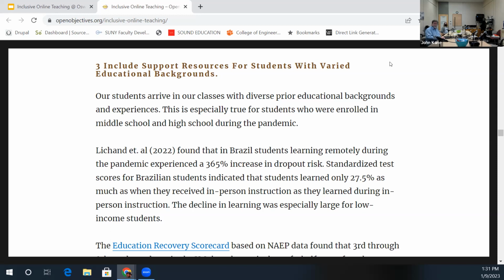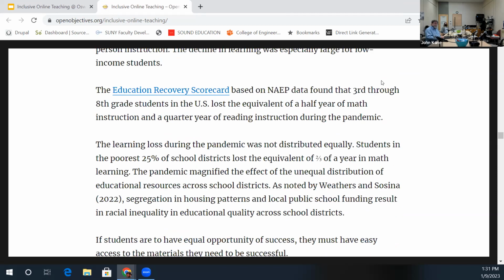There's a typo there. And certainly, the US scorecard results show some fairly dramatic differences, where the poorest 25% of school districts lost about 2/3 of a year in math learning during the pandemic with remote instruction, and wealthier school districts didn't lose as much. So we have to provide support for students who come in with very different backgrounds.